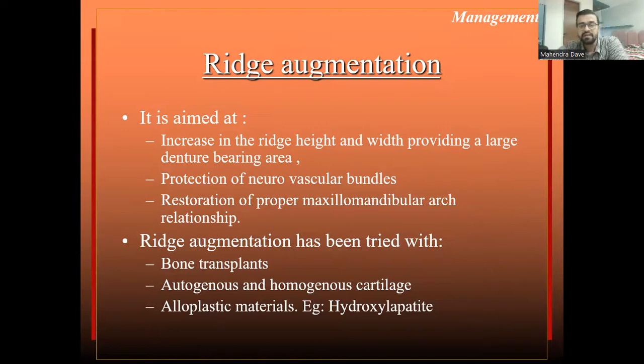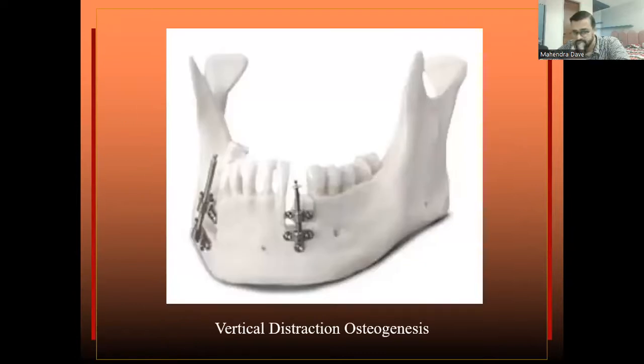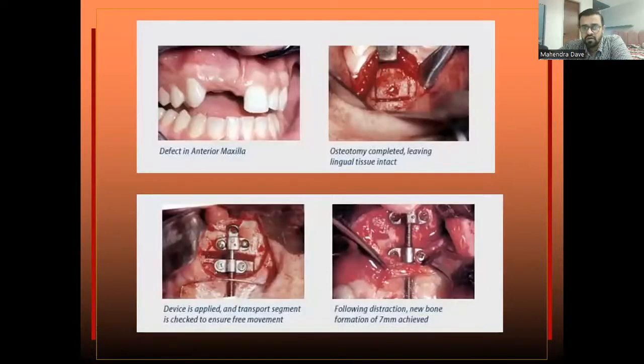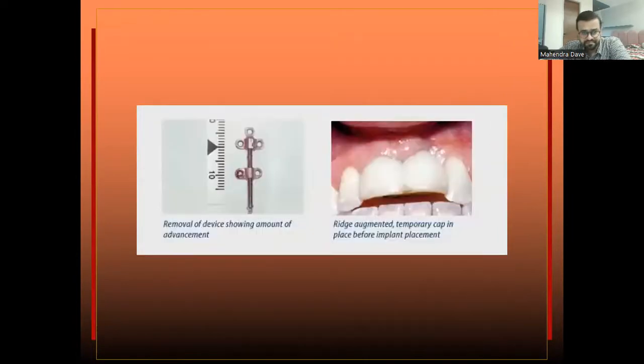Ridge augmentation has been tried with bone transplants, autogenous and homogeneous cartilages, alloplastic materials such as hydroxyapatite. Vertical distraction osteogenesis is also being done to raise the height of the ridge. Somewhat complicated procedure, but at times it has to be done.